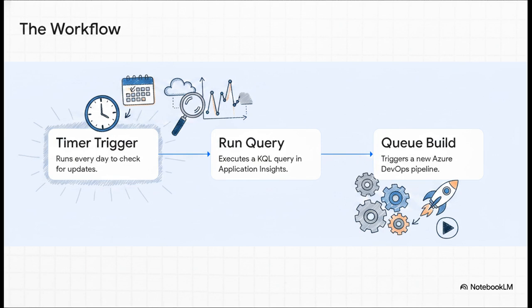Now, quick pro tip here. A really common pitfall is setting that timer interval way too high, like every 5 minutes. That will quickly lead to unnecessary API calls and rate throttling. The fix? Just use a daily or twice daily check that aligns with your typical update windows. Step 2. We use the Application Insights connector to run an analytics query against our telemetry. And Step 3, based on those results, we use the Azure DevOps connector to physically queue up a new build.